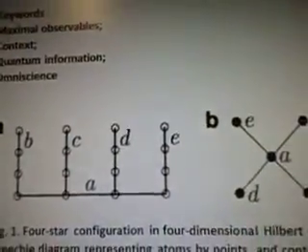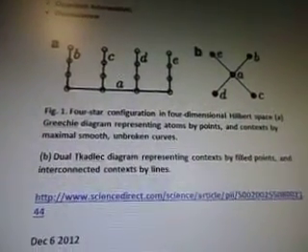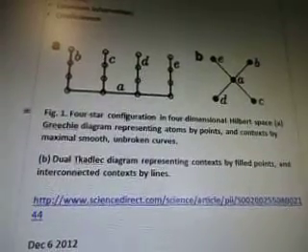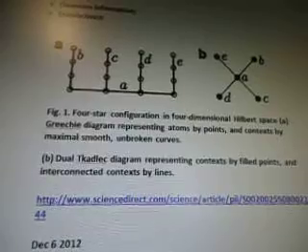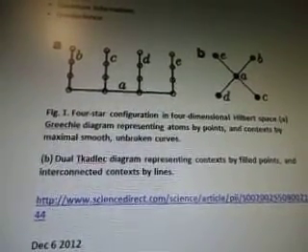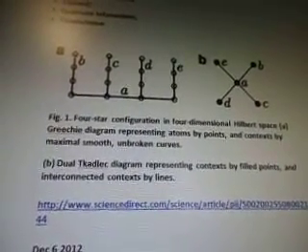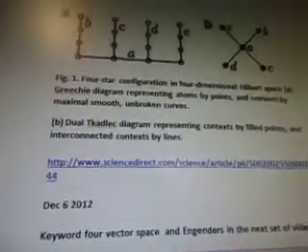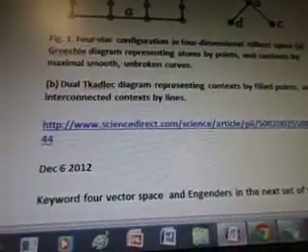And here's some diagrams to look at. Okay. The 4-star configuration in 4-dimensional Hilbert space is, and then A is the Greechie diagram representing atoms by points and context by maximal smooth unbroken curves. B is the dual Tactilic diagram representing context by filled points and interconnected context by lines. And as you well know, I don't understand what that means. I'm sure I will sooner or later, but right now brain's too foggy.